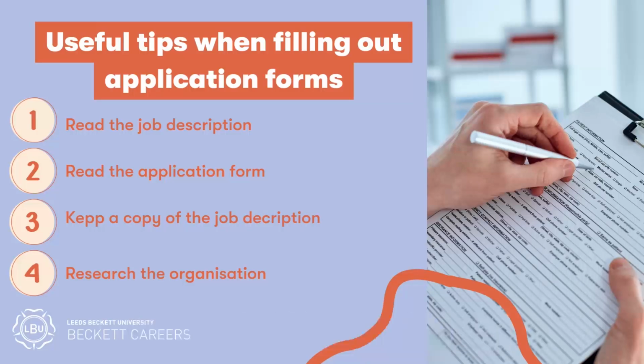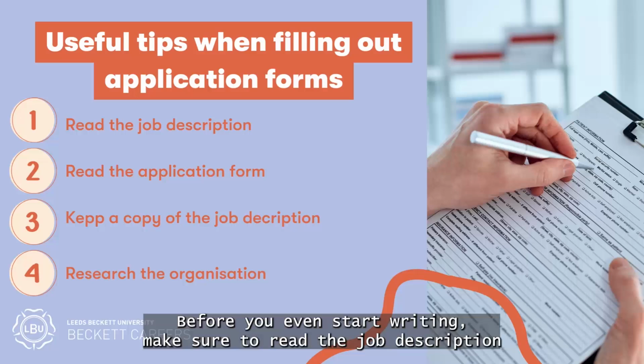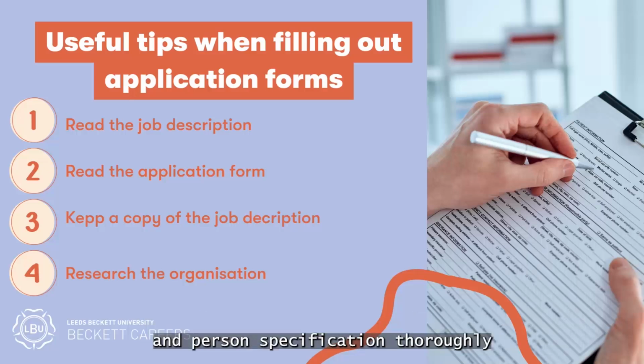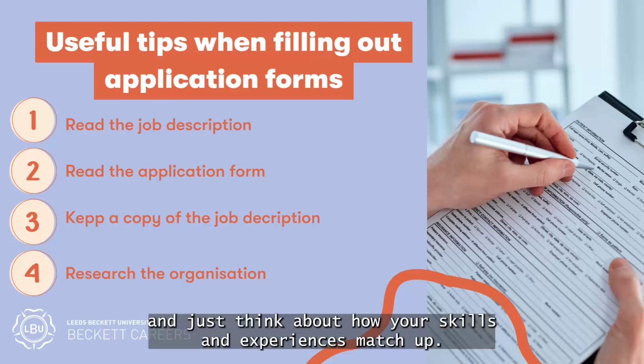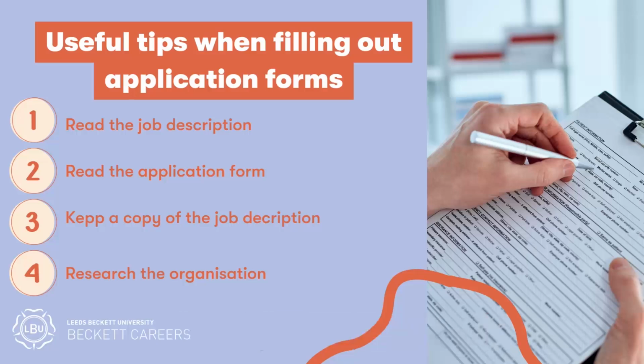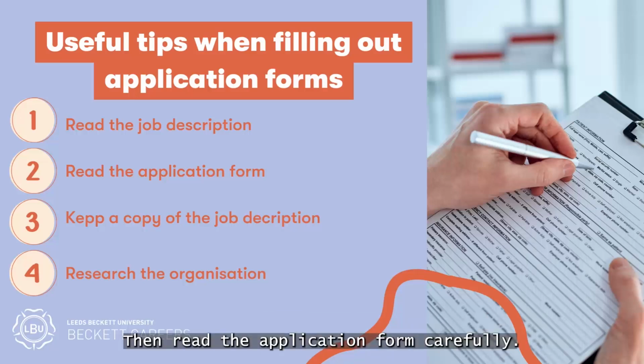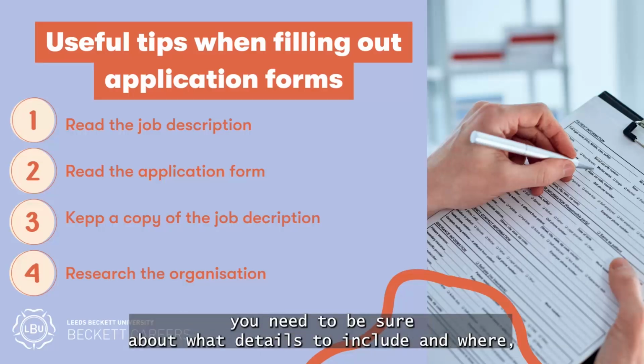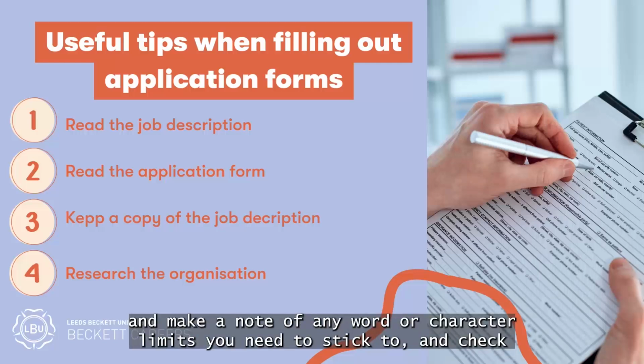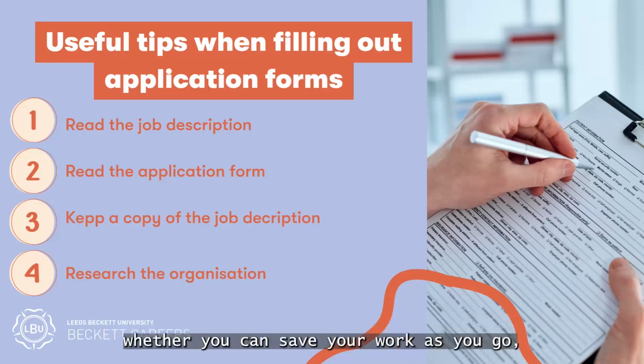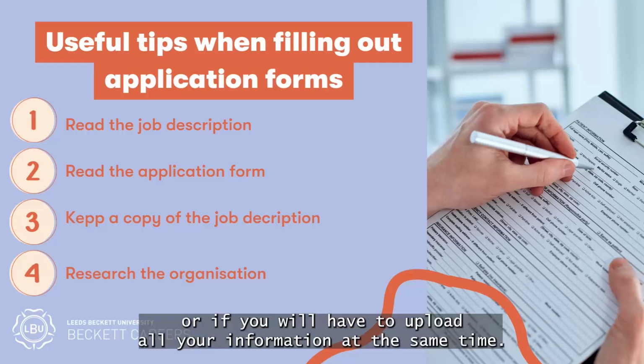Before you even start writing, make sure to read the job description and person specification thoroughly, and just think about how your skills and experiences match up. Then read the application form carefully, because every form is different, you need to be sure about what details to include and where. And make a note of any word or character limits you need to stick to, and check whether you can save your work as you go or if you'll have to upload all your information at the same time.